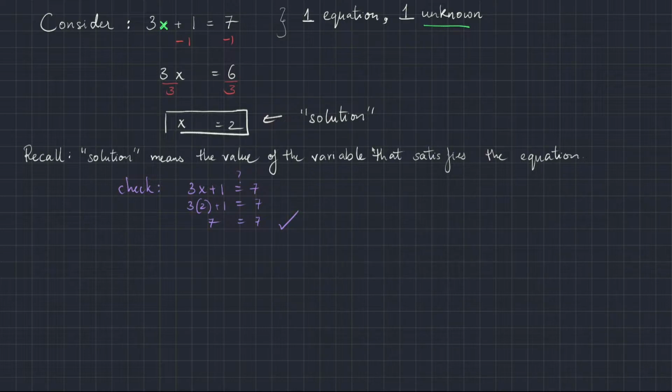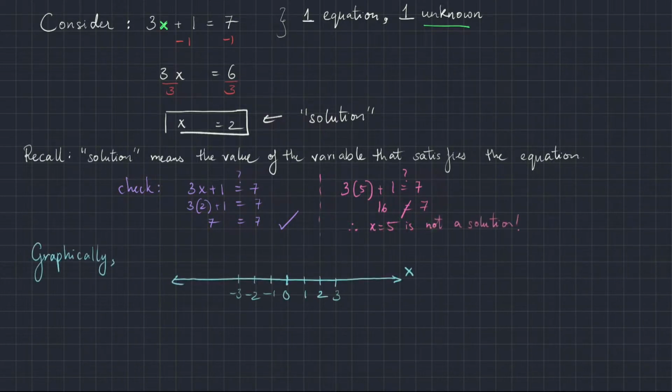This works. But another value of the variable, for example x equals 5, may not satisfy this equation. To check if 5 satisfies, let's just plug it into the equation. So 3 times 5 plus 1 equals 7. We want to see if this works. 3 times 5 is 15, 15 plus 1 is 16, and 16 is not equal to 7. And therefore, x equals 5 is not a solution.